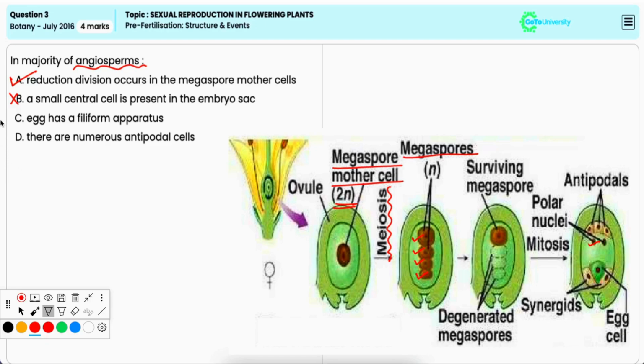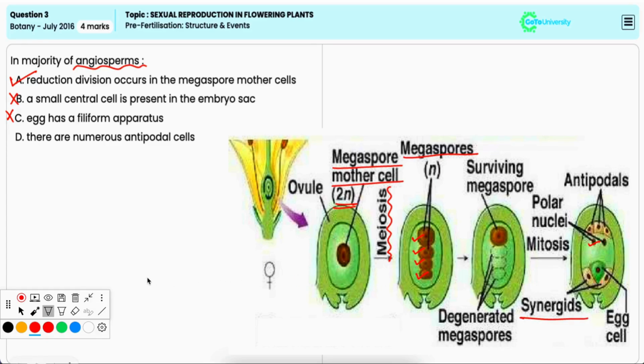Option C, egg has a filiform apparatus. It is also incorrect because the filiform apparatus is not associated with the egg cell, but rather with the synergid cells, which assist in guiding the pollen tube to the egg cell during fertilization.